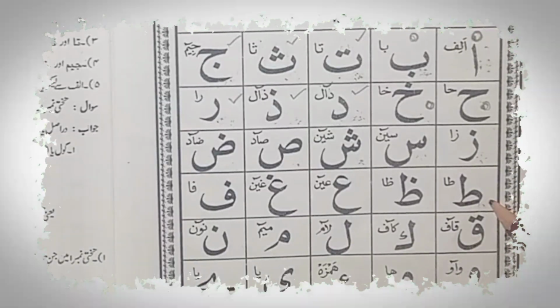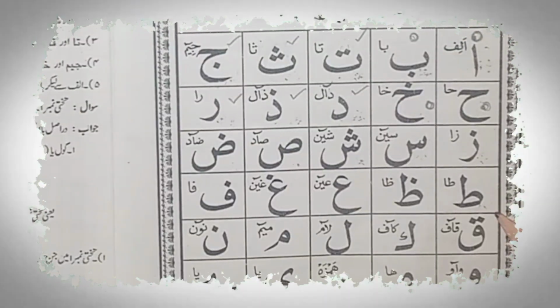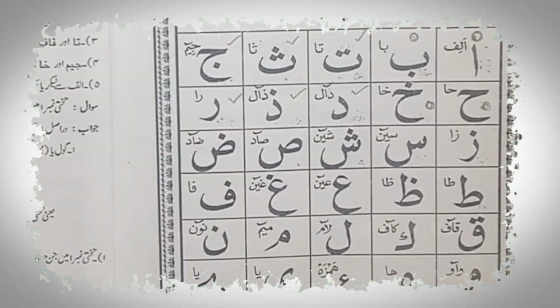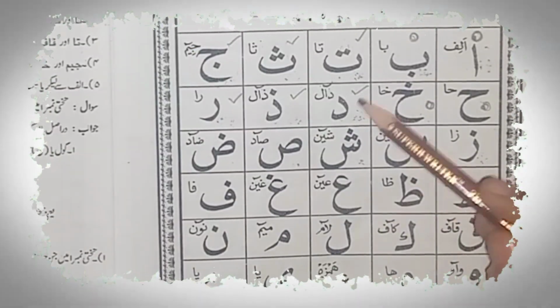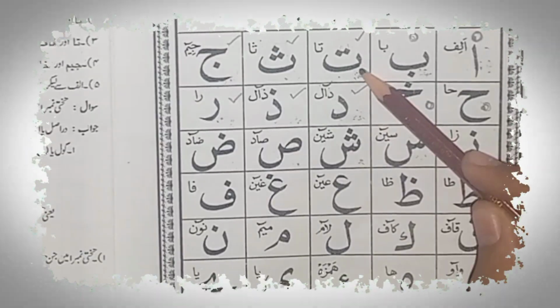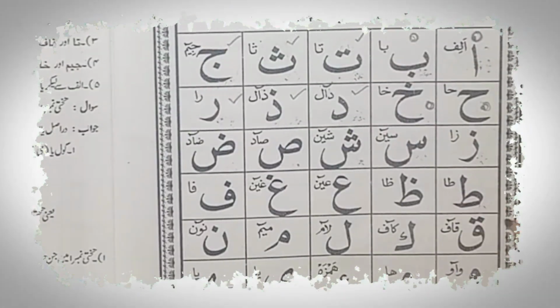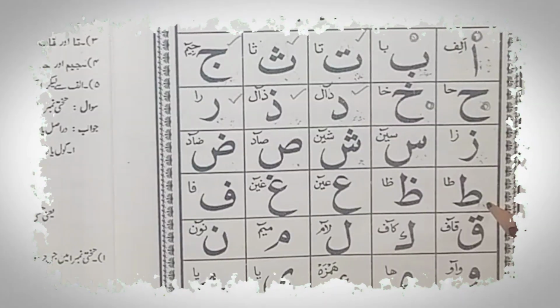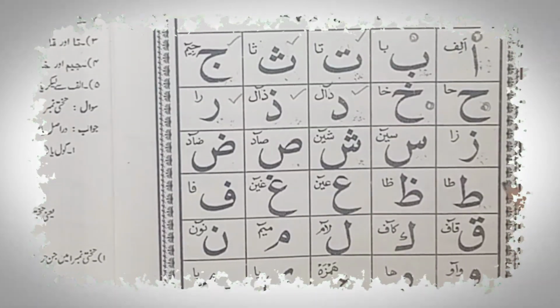Then طا. طا is pronounced by touching the tip of the tongue to the upper gums with a heavy sound, same like dal and ta. طا. The tip of the tongue touching the upper gums.